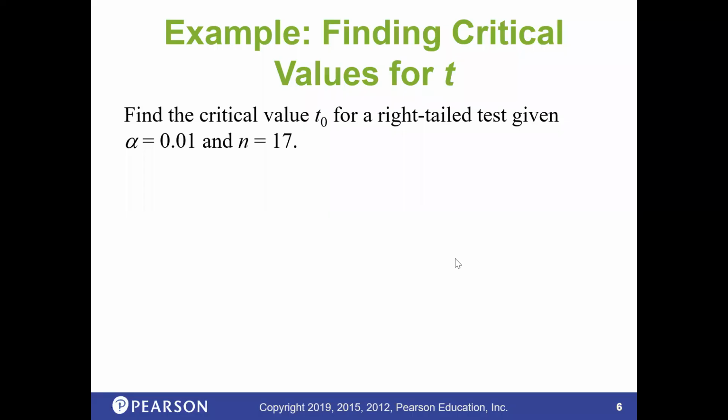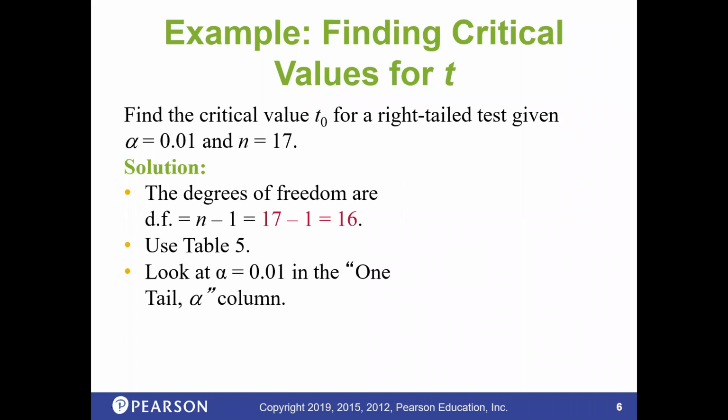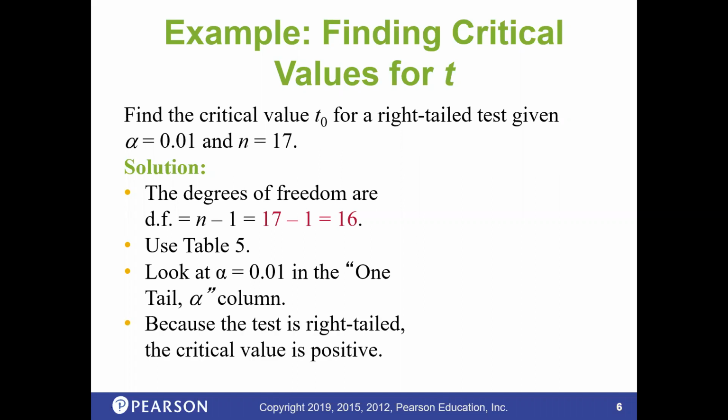All right, let us continue here. So let's see, degrees of freedom would be n minus 1, so 1 take away from 17 makes 16. Use table 5, alpha level 0.01 in the one-tail column, and you get an answer of 2.583.